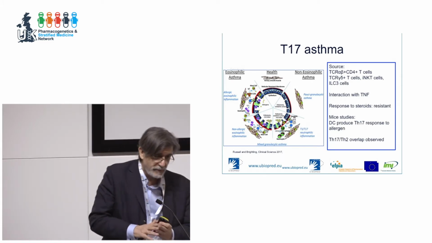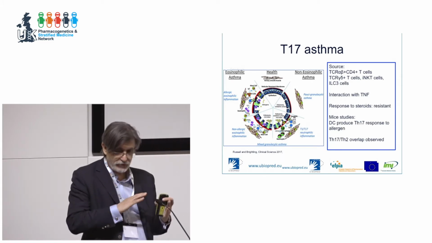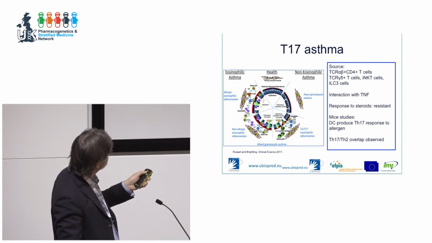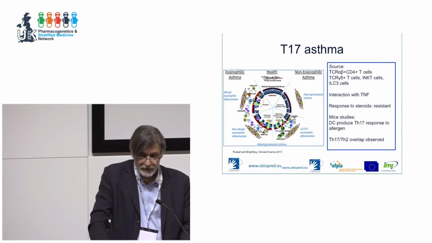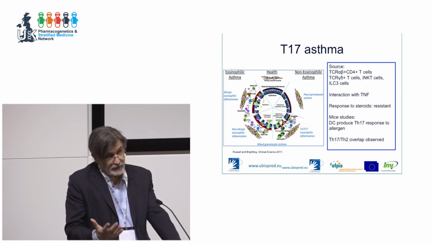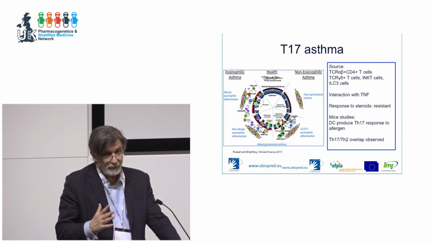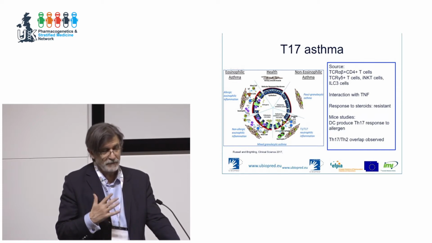Okay, now I'll move on to something very opposite to eosinophilia. And this is this chap here, interleukin-17. So interleukin-17 is something that has been of interest to many people, but not to many of us in the field of asthma.